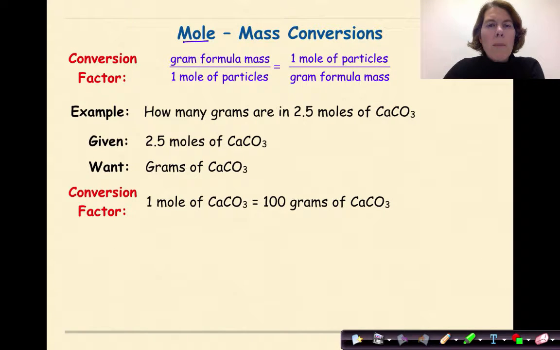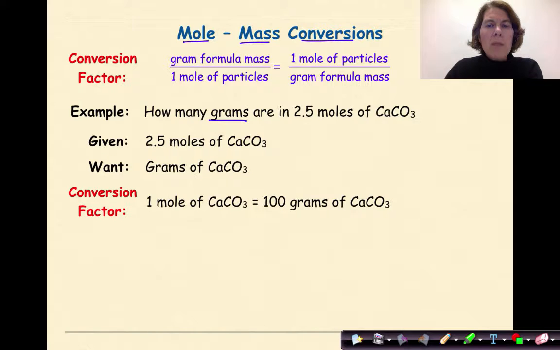What is a mole mass conversion? The conversion factor that we're going to use here is gram formula mass is equal to 1 mole of particles, or 1 mole of particles is equal to the gram formula mass. Let's look at an example.